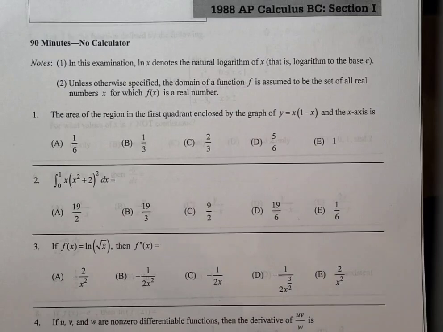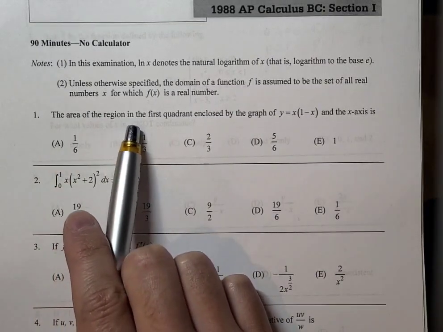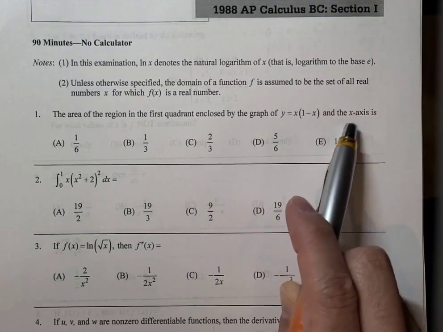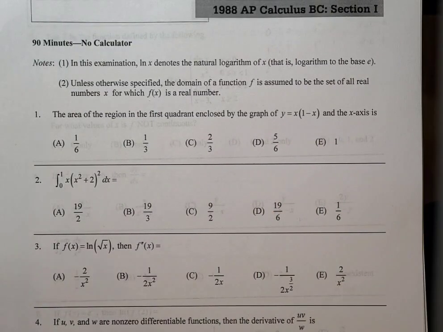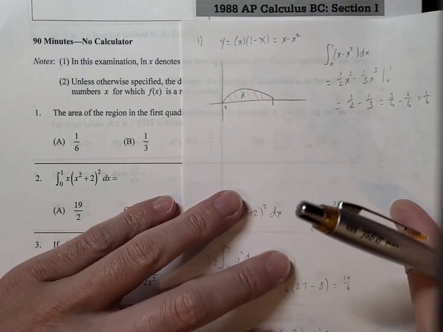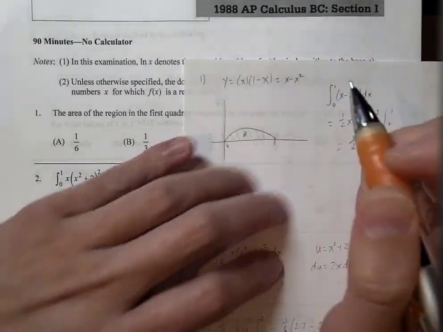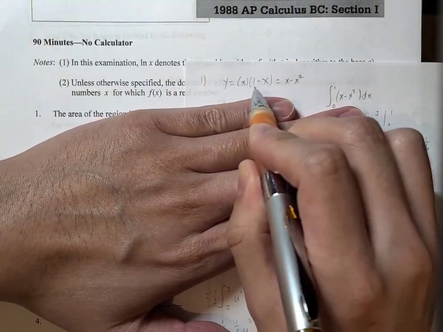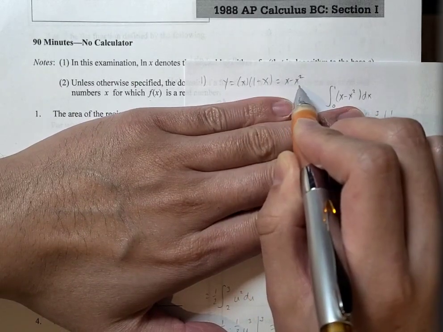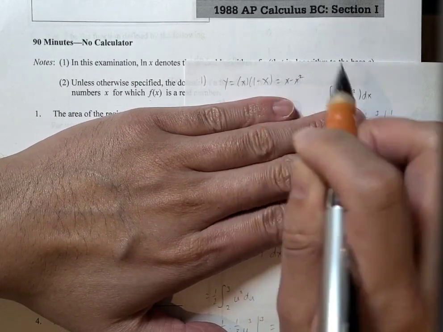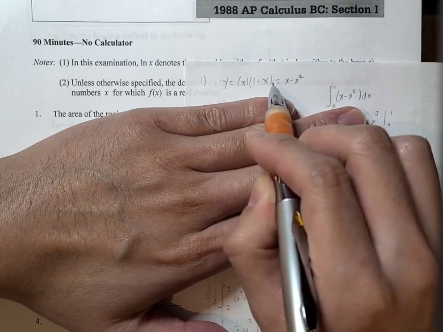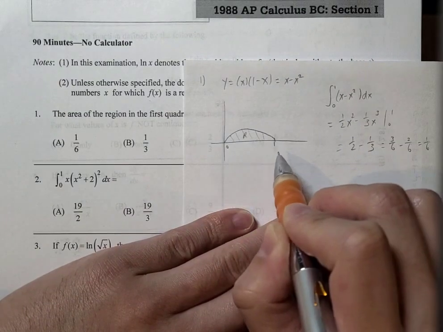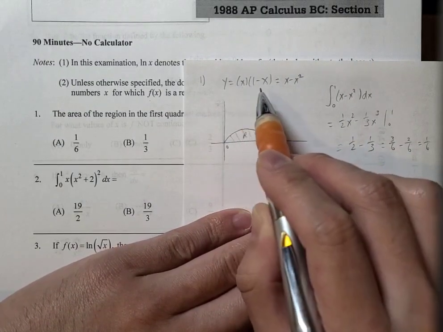Let's begin. The area of the region in the first quadrant enclosed by the graph y = x(1 - x) and the x-axis is... I solved most of these problems beforehand. If we expand x(1 - x), it would be x minus x squared. We know this is a parabola that opens downward, and it has zeros at 0 and 1. That's how I drew the sketch.